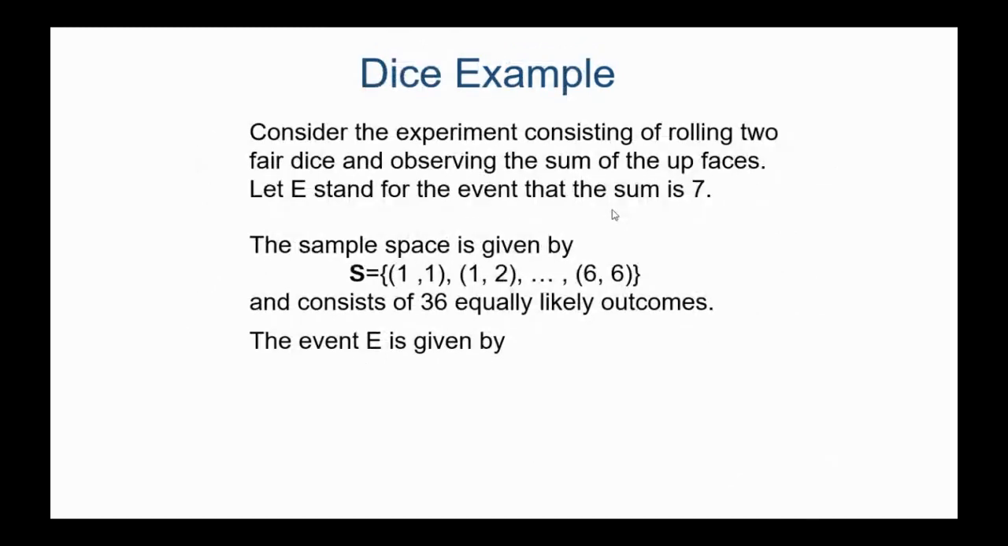Okay, so let's look at another dice example. Let's say we want to figure out the probability of rolling a pair of dice and getting the sum of 7. Well, we're going to have our normal pairs, 1,1, 1,2, 1,3, all the way to 6,6. That's not going to change. If we roll 2 dice, this will always be the sample space. And there's going to be 36 equally likely outcomes.